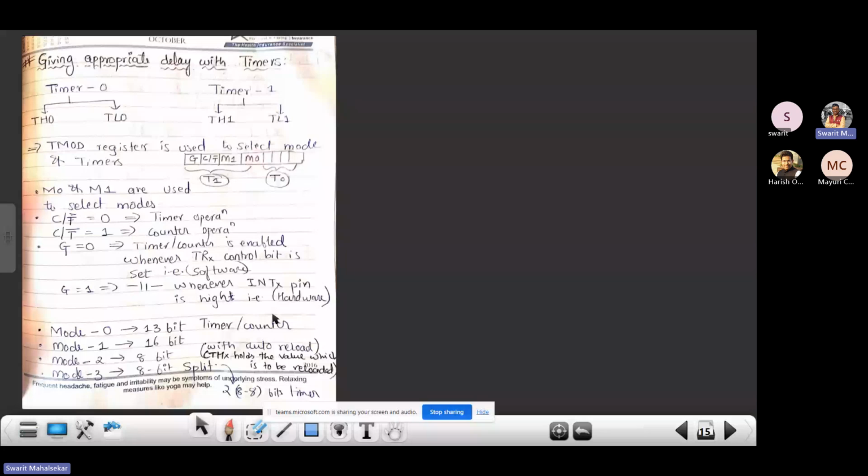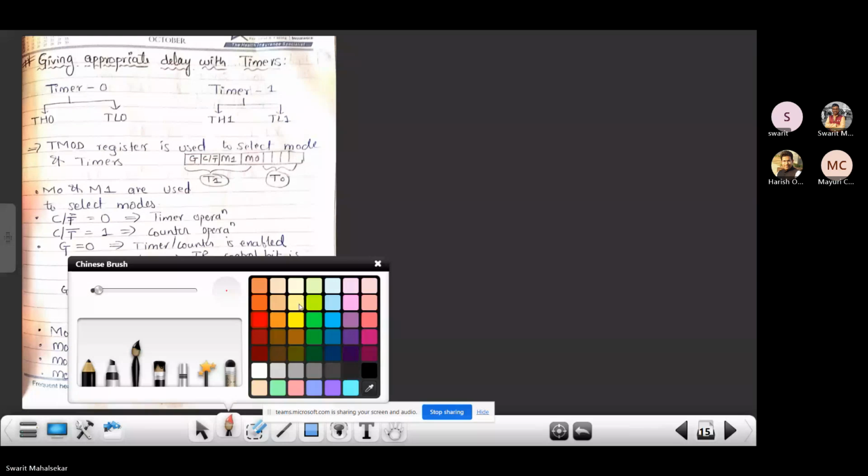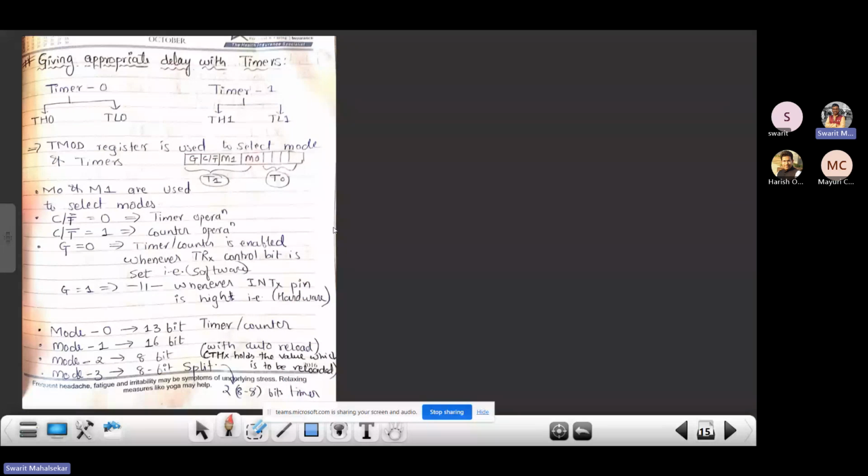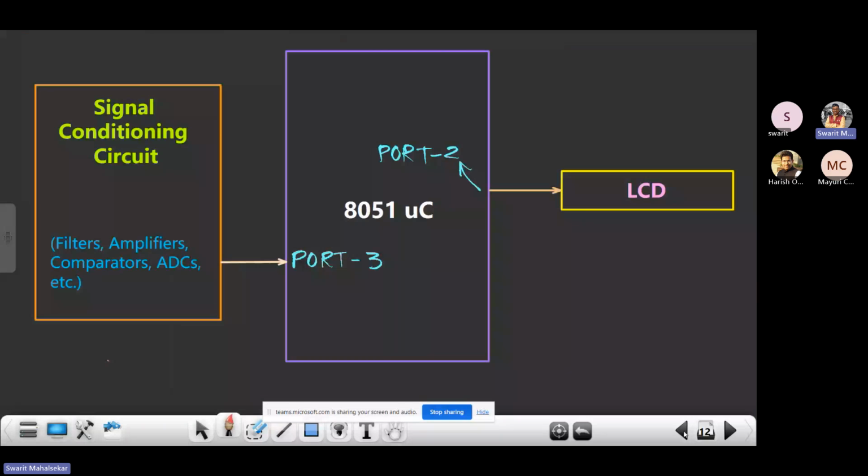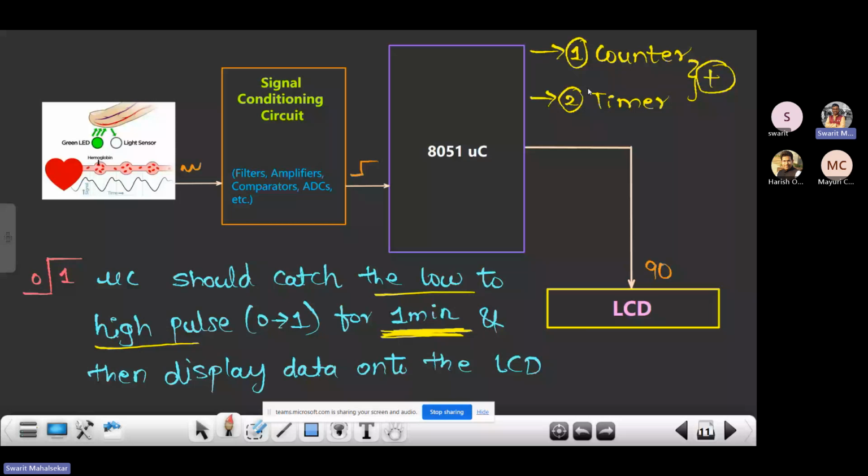So when we are dealing with 8051, we go with either mode 1 or mode 2, but in this particular project we are specifically going to focus upon mode 1. Now let me write one more point over here. If you can recall, I had mentioned that we are going to use the 8051 controller for counting the events, and we are going to use the timer for creating a delay of 1 minute, right?